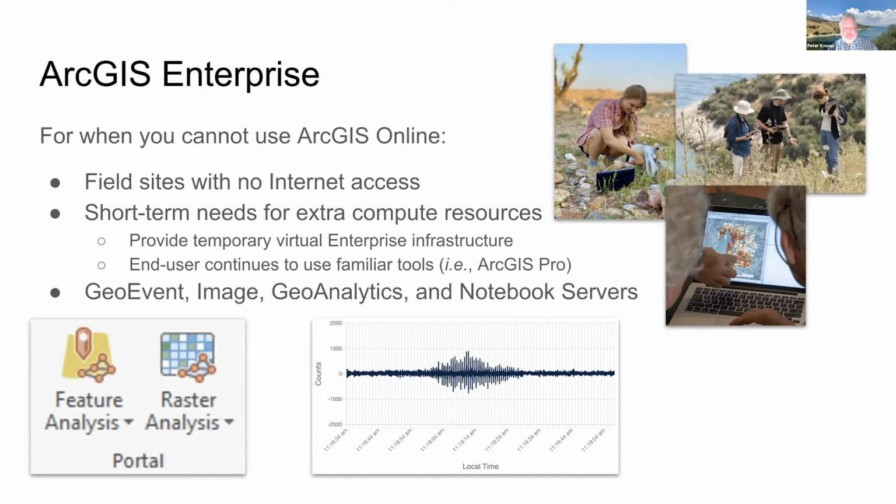In fact, I'll just check out this middle point here. We often have short-term needs with research projects for extra compute resources. And so we'll spin up a virtual environment in the cloud, and then you can continue to use the familiar tools like Pro that just now can take advantage of the feature analysis and raster analysis in the analysis toolbar on the portal rather than running locally on their computer.